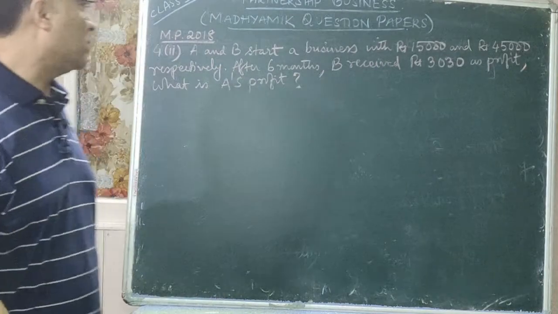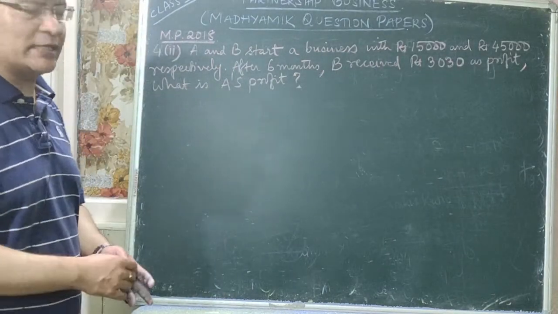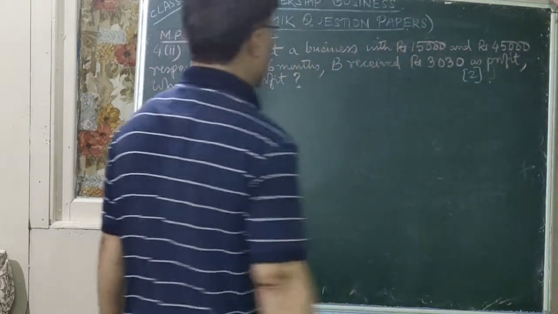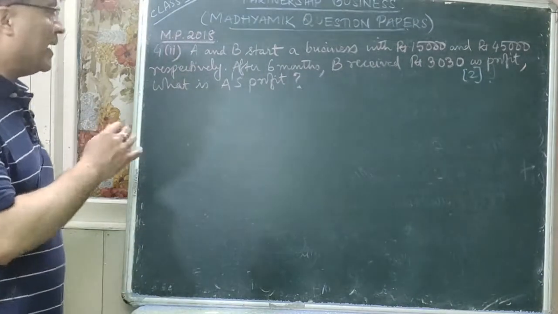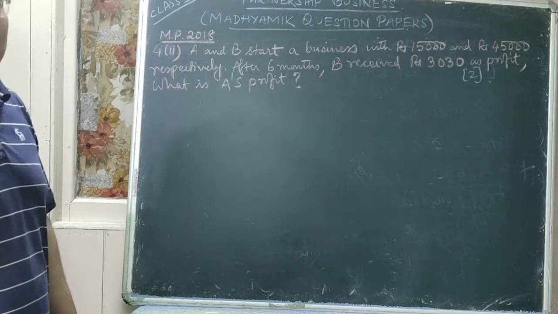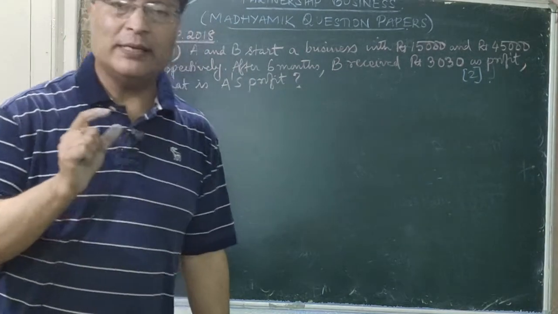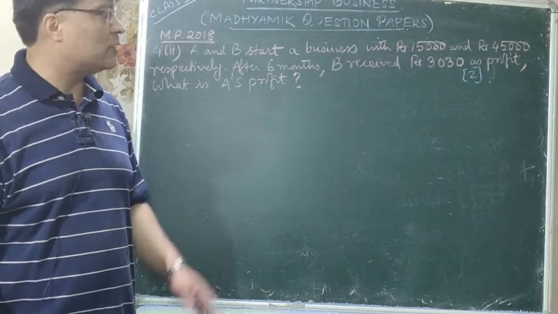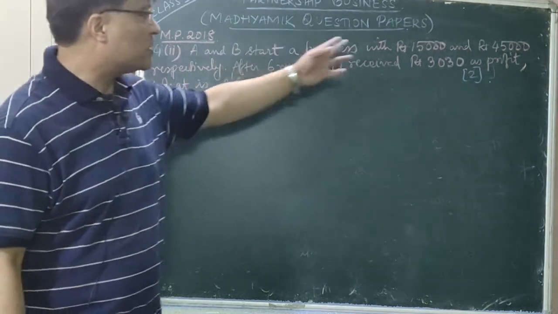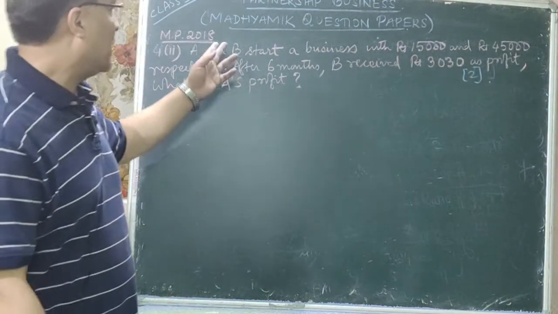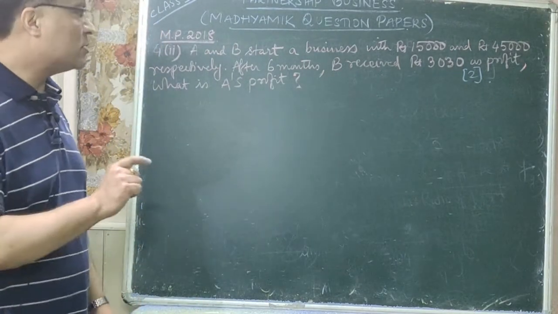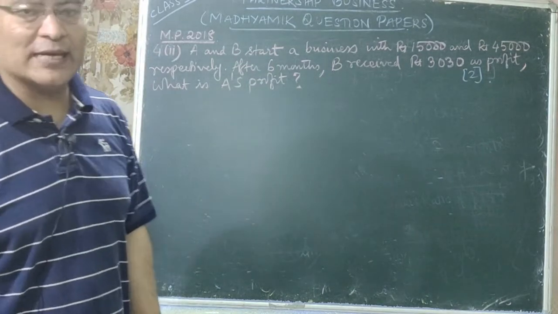So now we'll do the next question, that is from Madhyamik Pariksha 2018. That is question number 4, number 2. So this question carries 2 marks. A and B start a business with rupees 15,000 and rupees 45,000 respectively. So A is investing rupees 15,000 and B is investing rupees 45,000 in a business, right? So after 6 months B received rupees 3030 as profit.